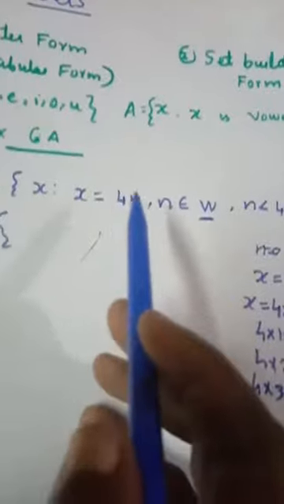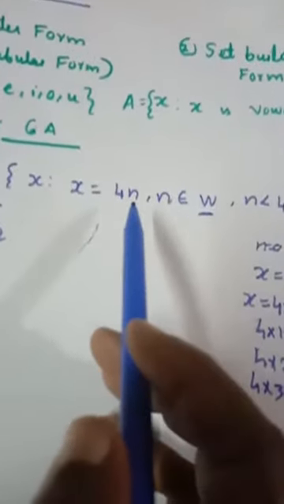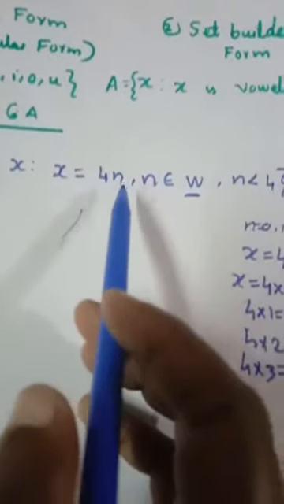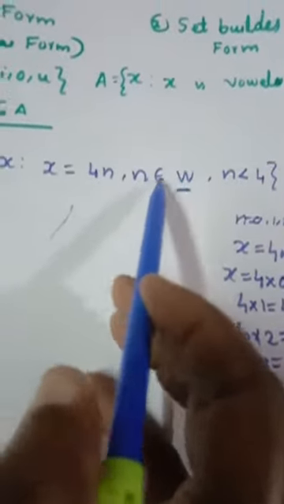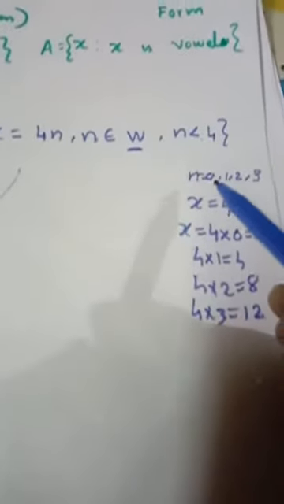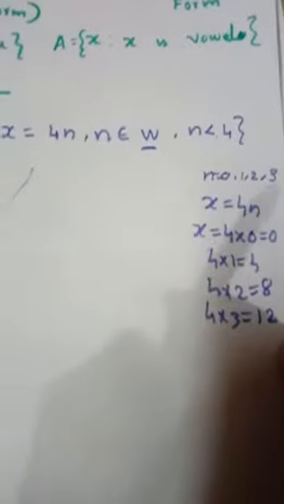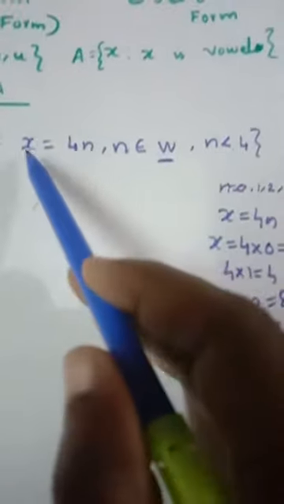X is equal to 4n, where n belongs to W, the whole number set, and n is always less than 4. So n can take the values 0, 1, 2, 3. But don't write 0, 1, 2, 3 as the answer. We want to find x.